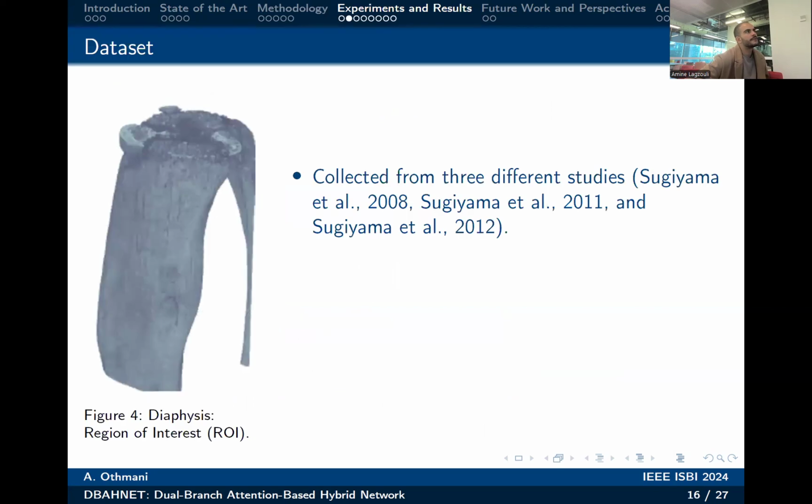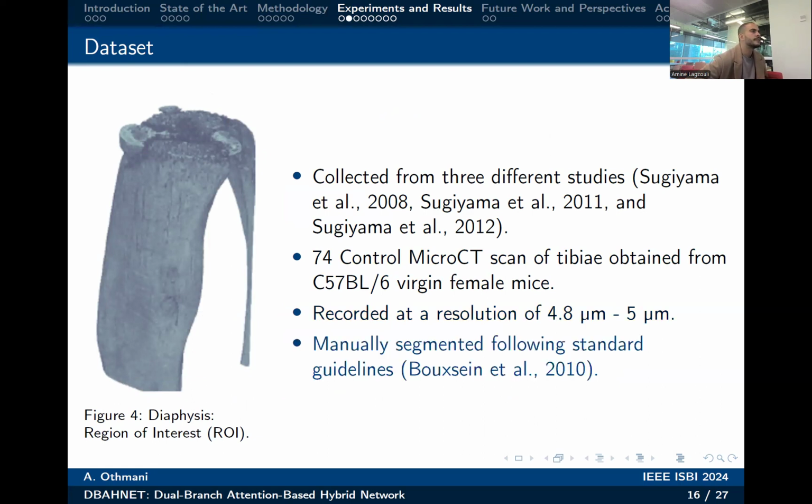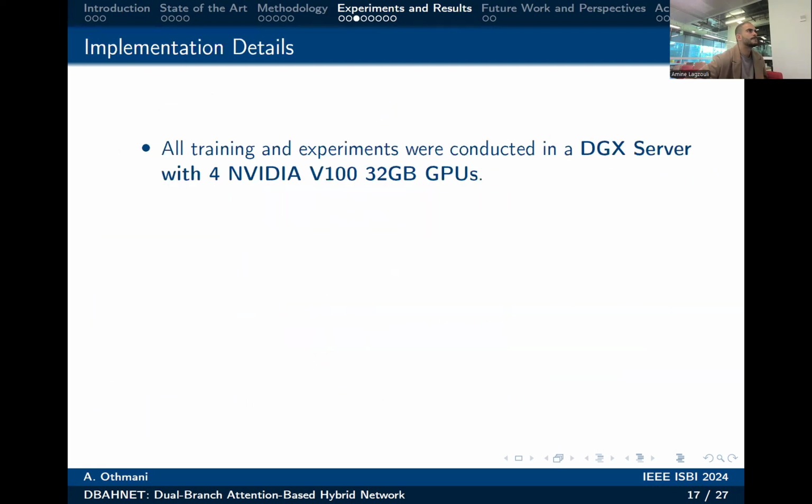So for the experiments and results, we will present the dataset that we're working on, which is collected from 3 different studies: Sugiyama 2008, 2011, and 2012. We have 74 controlled micro-CT scans of the tibia obtained from virgin female mice, recorded at a resolution of roughly 5 micrometers, and manually segmented following standard guidelines.